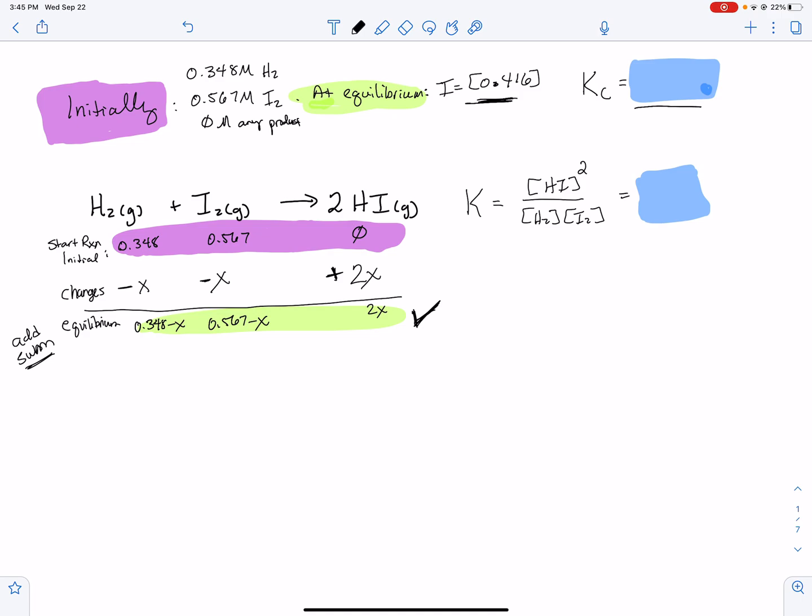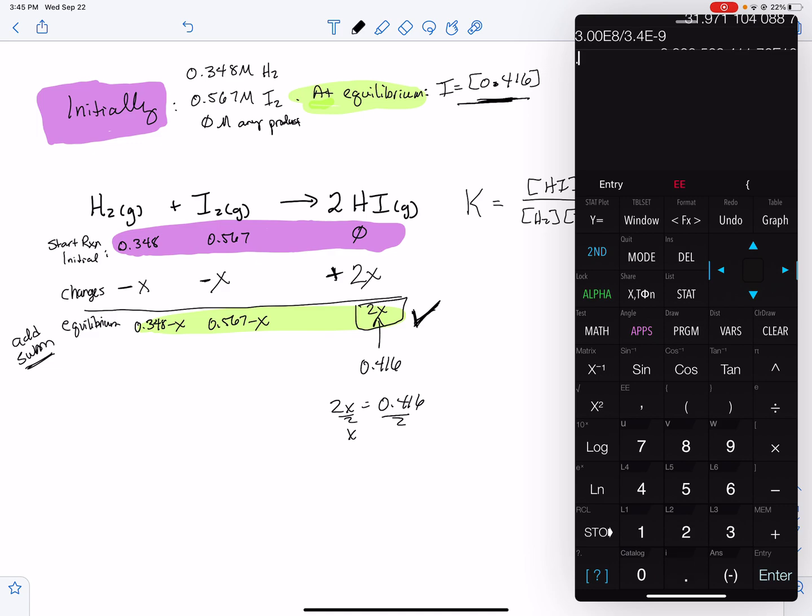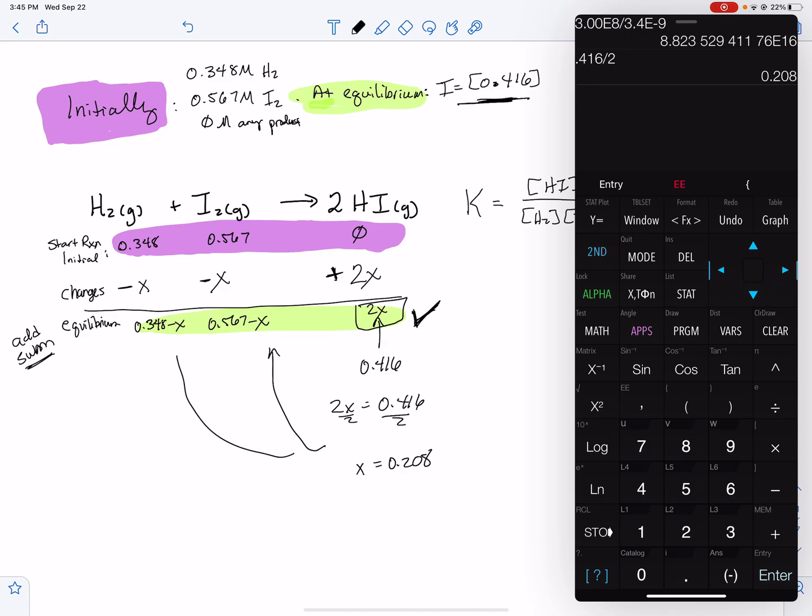At this point, we know what I2 is at equilibrium. It's 0.416. That means we know x. 2x equals 0.416. What is x? We just divide both sides by 2, and 0.416 divided by 2, x is equal to 0.208. As soon as you know that x is equal to 0.208, you can plug x in over here and find out what these two are at equilibrium.